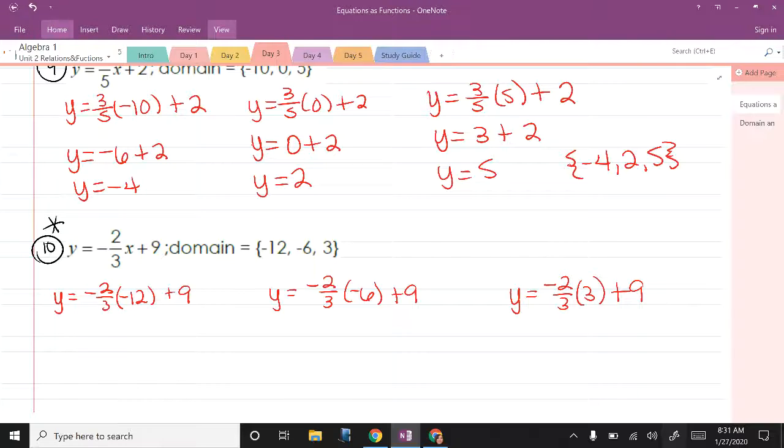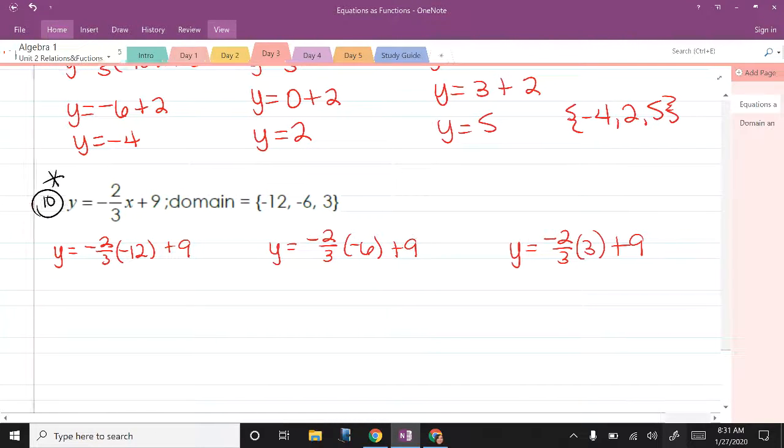All right. So I saw some correct answers as I was strolling around. Good job. So y'all just help me. What is negative 2/3 times negative 12? What's the whole fraction times negative 12? Positive 8. And 8 plus 9 is 17. Good job. What is negative 2/3 times negative 6? Positive 4 plus 9 is 13.